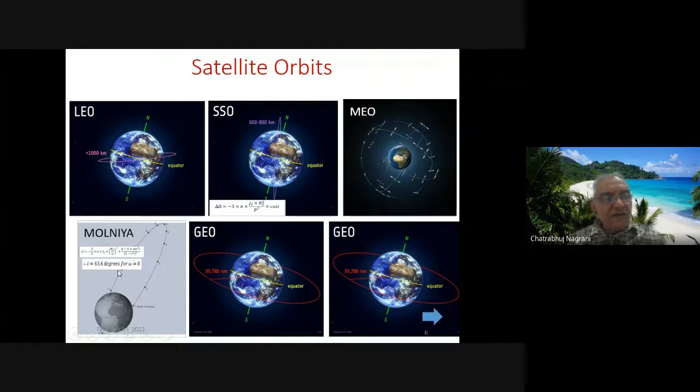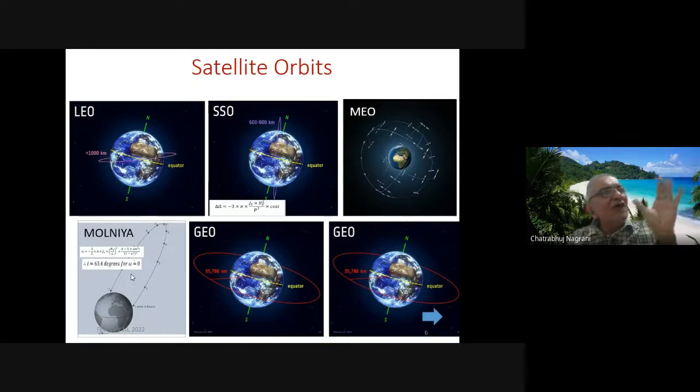So I will need 63.4 degrees. If I put it at that inclination, my orbit will not rotate in its plane. So the north side, the farthest side, the apogee, will always remain over Russia. And the other thing is that I make it a 12-hour orbit, so it will go and come back to the same location after 12 hours. So if I put 2 satellites, then it will be good enough.